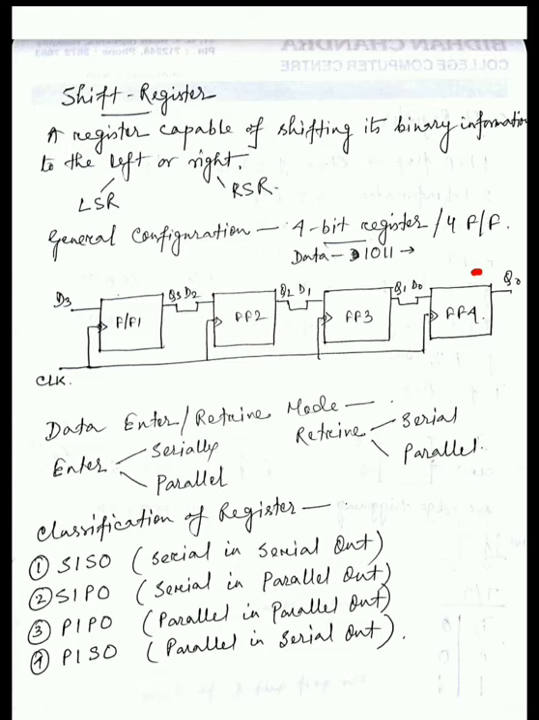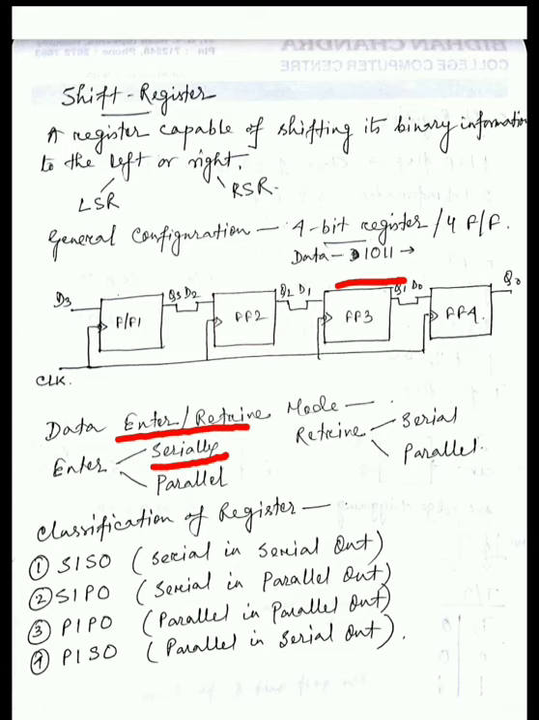Now, we can enter data or retrieve data from the flip-flops. In order to store the data, we have to enter the data into the flip-flops, or we have to retrieve the data from the flip-flops. To enter data into the flip-flops, there are two processes. Serially means data is entered one by one. If the 4-bit data is 1011, first 1 goes, then 0, then 1, then 1. So it is serial, one by one.